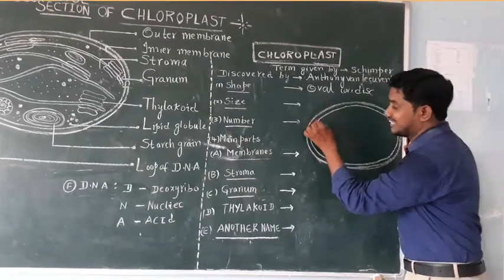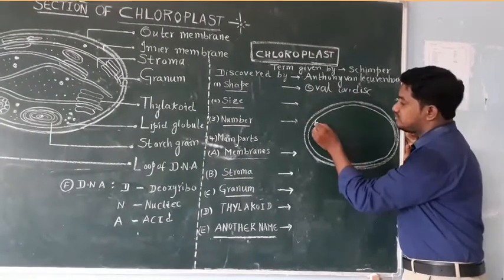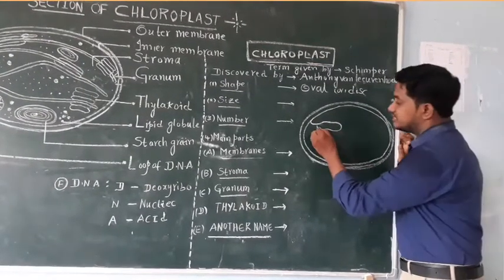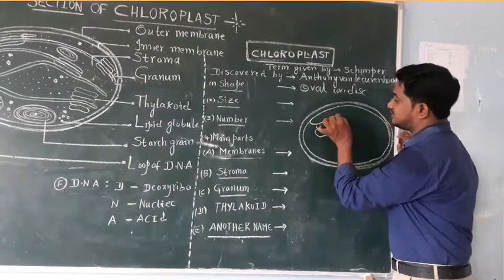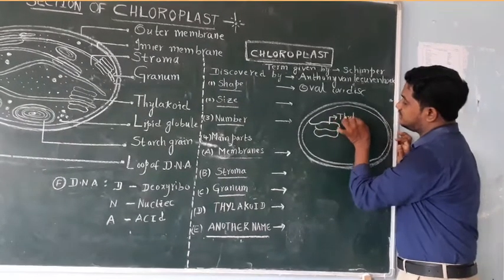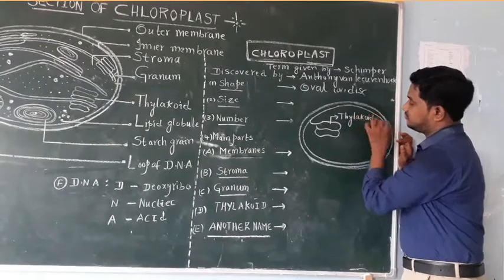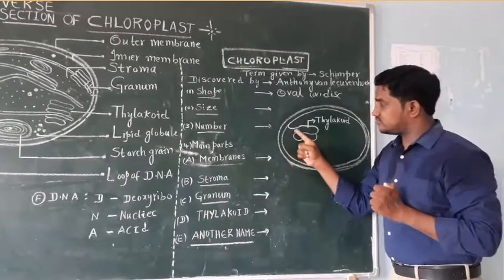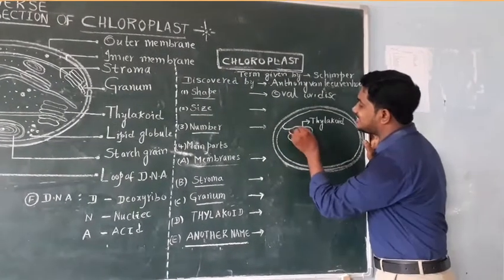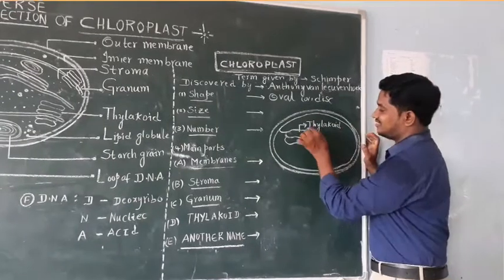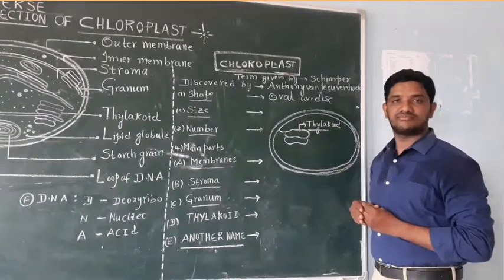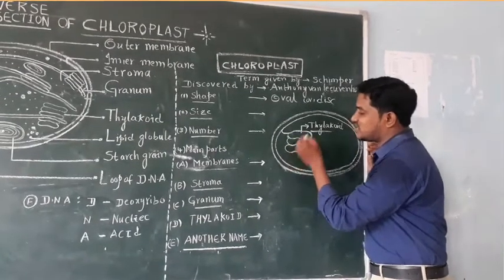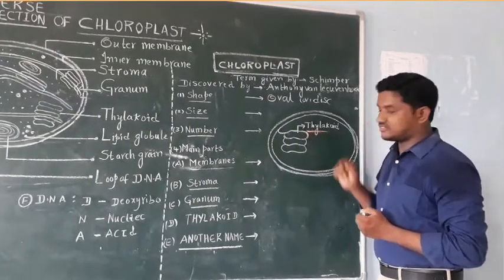The inner membrane folds inwards, which forms a single membranous structure. This single membranous structure is called thylakoid. These thylakoids form a stack. It is arranged in rows.